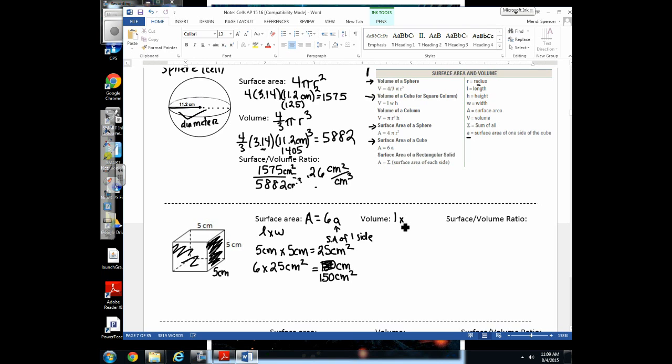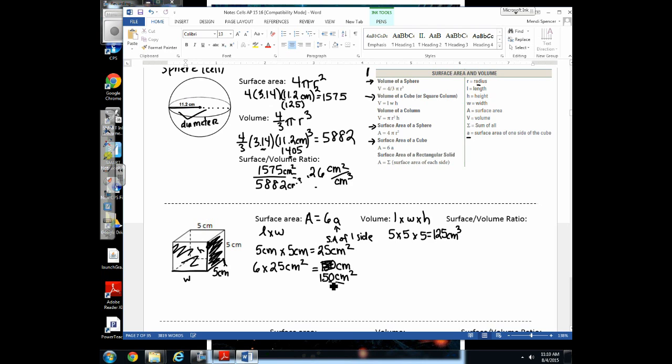So it's length times width times height. We can call this the length, we can call this the width, and you can tell that that's going to be 5 centimeters. And then we have the height. You can tell that's 5 centimeters as well. So 5 times 5 times 5 gives you 125 centimeters cubed.